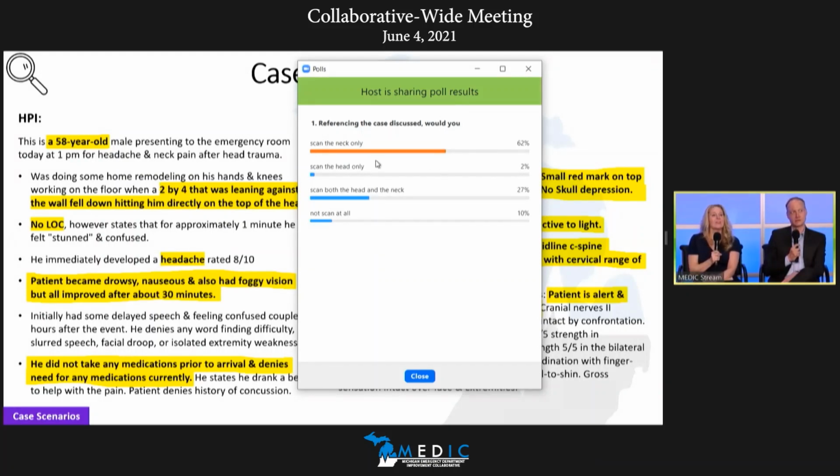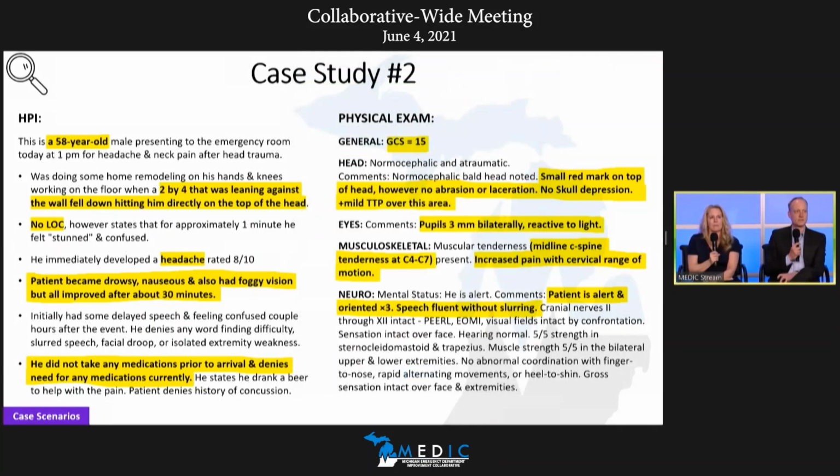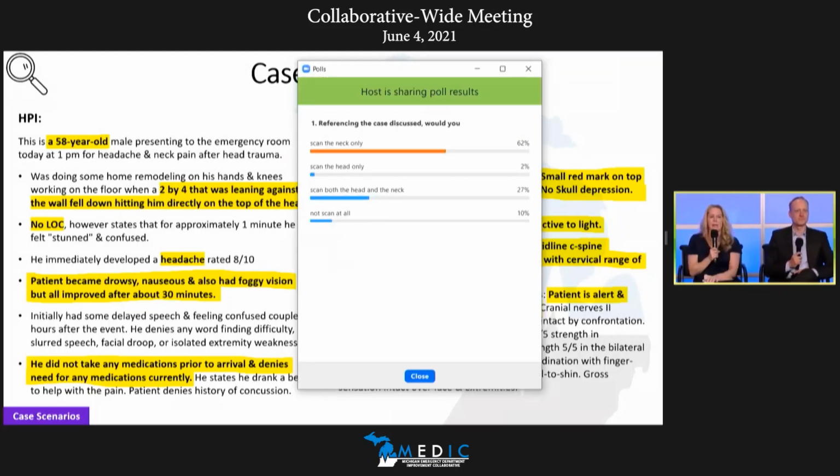Here we go. Okay. We got a lot of comments about scanning the neck only. Certainly, if you're thinking about applying the nexus rule, that probably makes sense. There's one case for just the head, and then a bunch of cases for both. Went away fast. 27% were doing both, right? So at least 80, 90% said scan, and only 12% said don't scan at all. Okay. All right, so scan low.